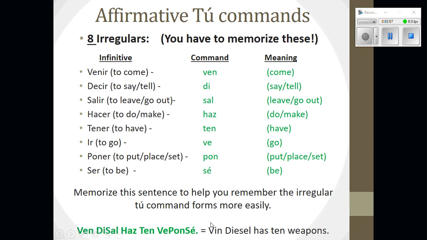All right, so make sure you pause the video at this point and you fill out the chart for the irregular tú commands. And then also make sure you include the little saying down here. I would write both the saying in Spanish and then what it should translate to in English. All right, pause the video.